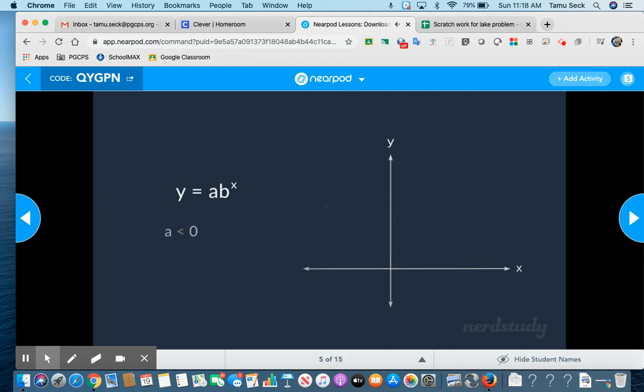Now, if a is less than 0 and b is greater than 1, then we can expect the graph to look something like this. And finally, if a is less than 0 and b is greater than 0 but less than 1, then the graph will look something like this.